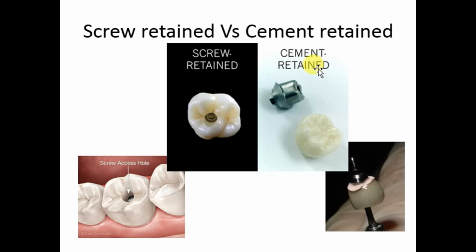For cement retained, the advantages are passive fit of the implant crown, aesthetics, ideal occlusal form, and flexibility of fixture placement. The disadvantages: subgingival cement line, also cleaning of excess cement, and the crown retention. So basically the crown retention is better in the screw retained.